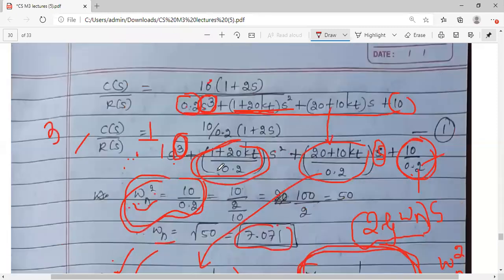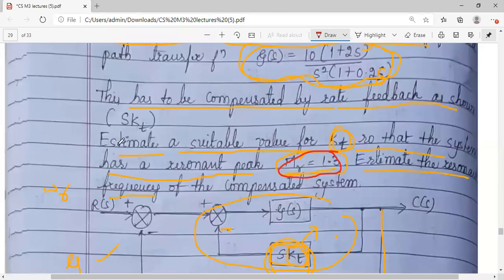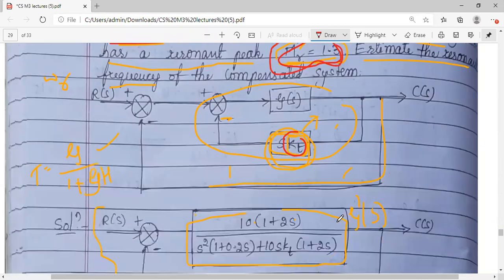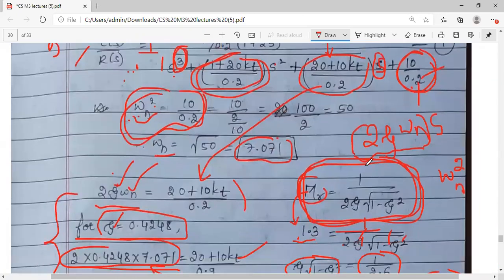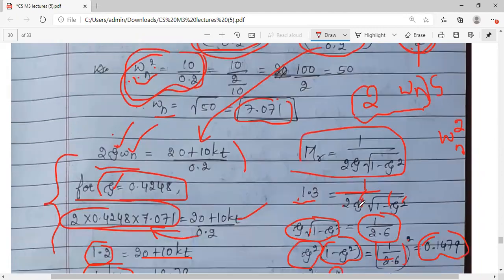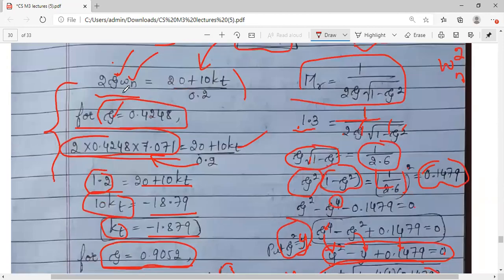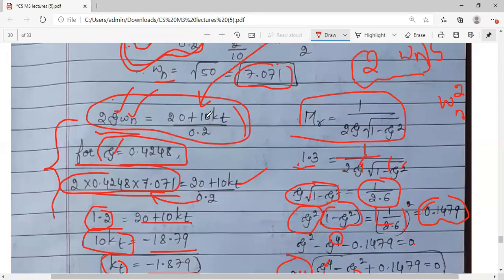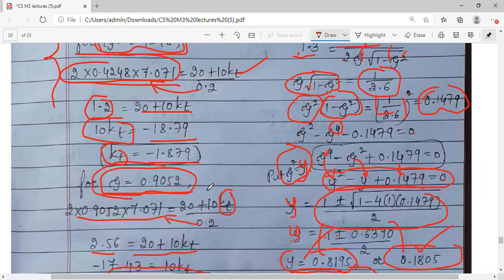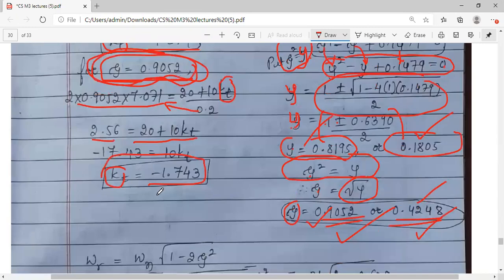In this problem, first thing we have calculated, you can see in the question, you need to find the value of kT. This is the kT value, that is gain. With the help of this Mr equal to 1.3, the formula we know for resonant peak value, in the previous session we have seen. With this we have found zeta. Okay, zeta will have two values. So since zeta has two values, even kT will have two values, one for 0.4248, one more for 0.9052. So kT value we have found.